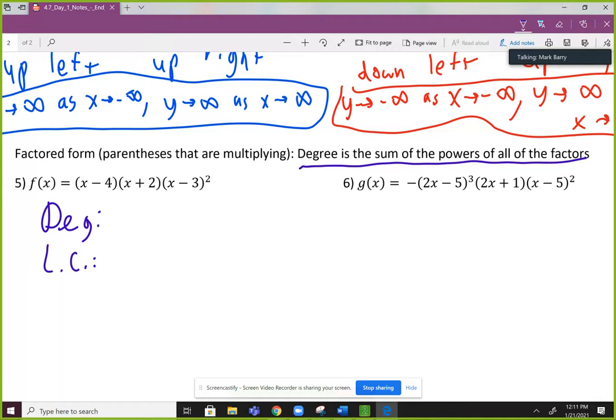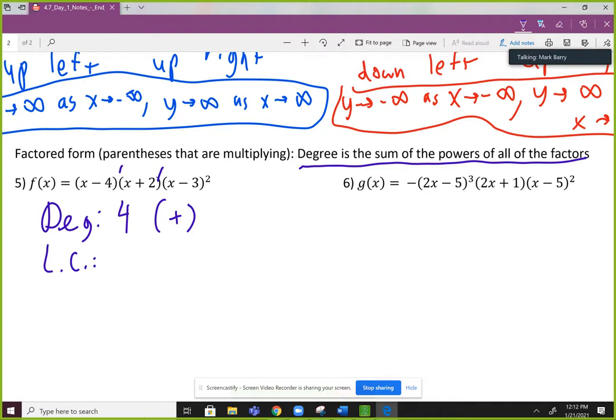So what is the degree on number 5? Well, remember, if we're missing any powers, that's really the first power. So if any parentheses are missing powers, I just throw a 1 there, okay? So what's our degree on this one? We'll have to add up all those exponents. Add up the exponents. 1 plus 1 plus 2. I'm getting degree 4 there, okay?